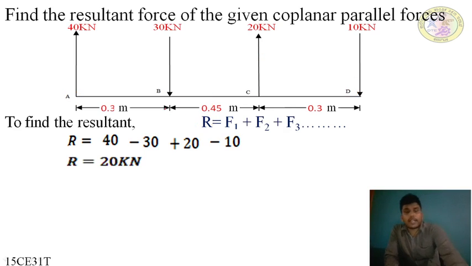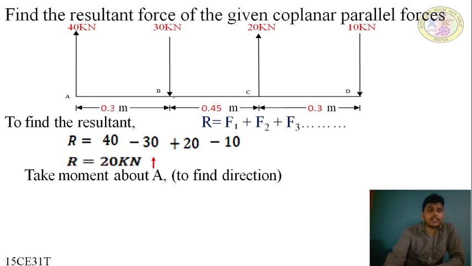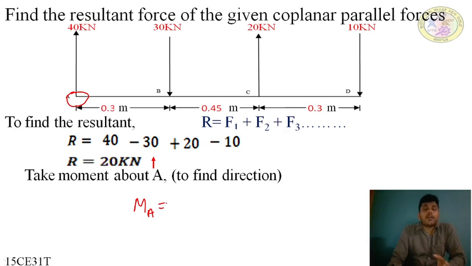So to calculate that, we have 20 kilonewton in the upward direction. We have to take moment about A. To find the position, taking moment about A, we take all the forces into perpendicular distance, and the summation of all, one by one. Moment about A will be equal to 40 into, we know the definition of the moment. What is moment? Moment is the product of force and perpendicular distance.